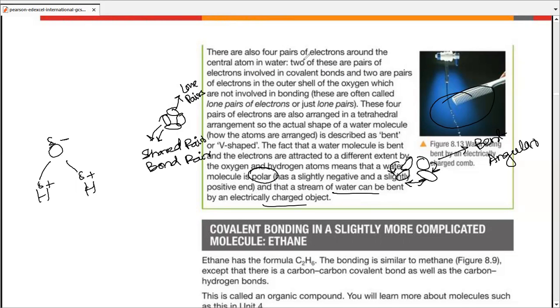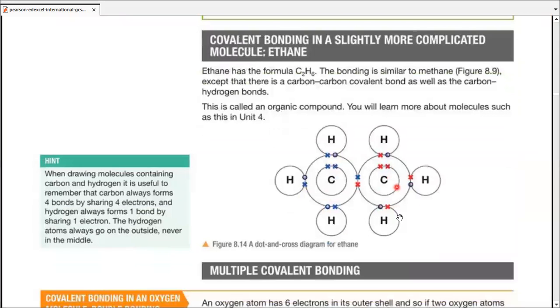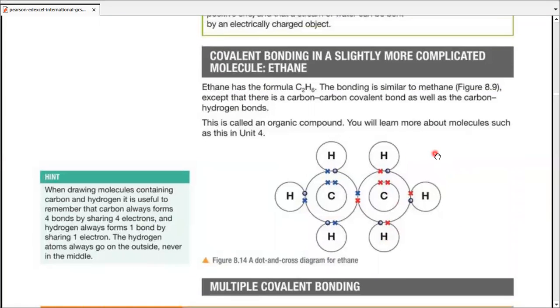So next up would be covalent bonding in F10 molecule. This is going to be a little bit more complicated. It might take more time.